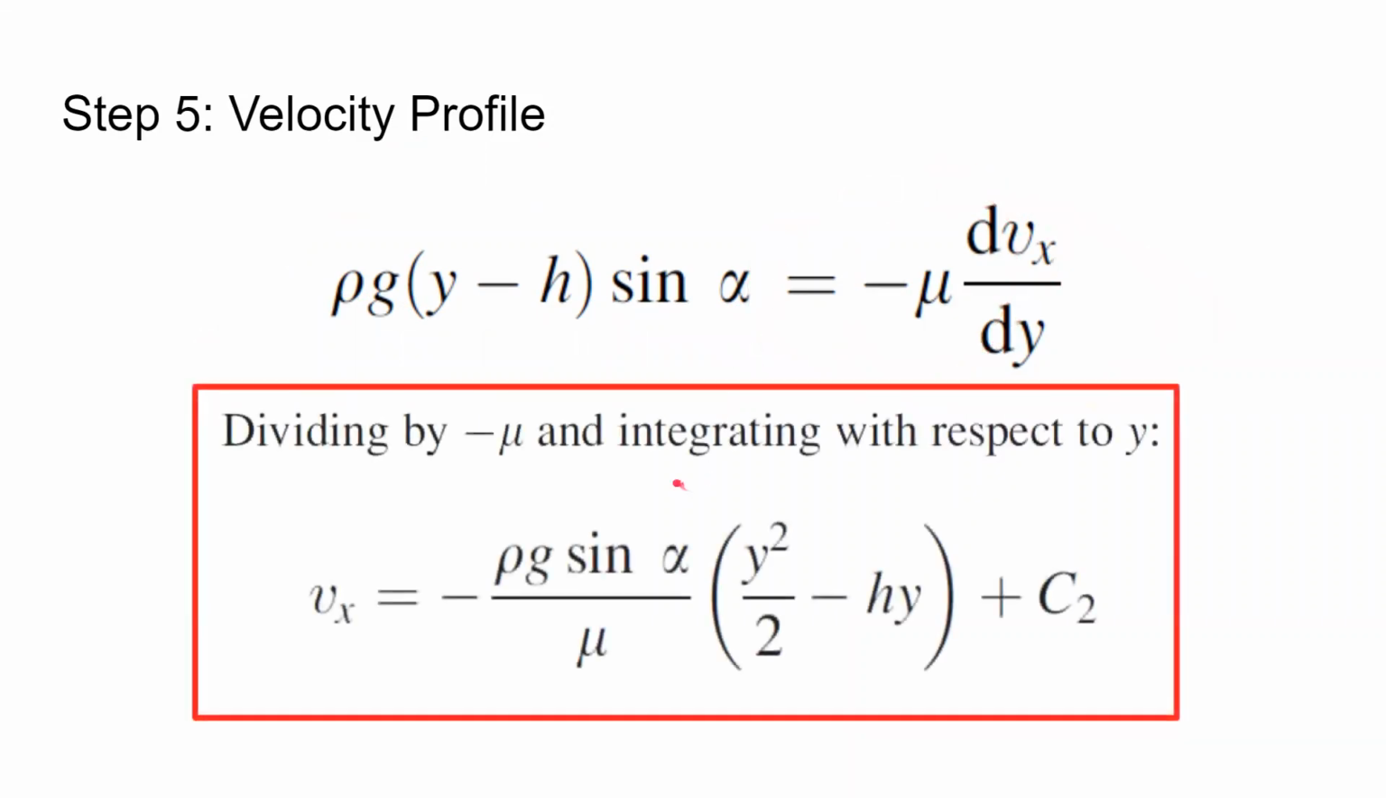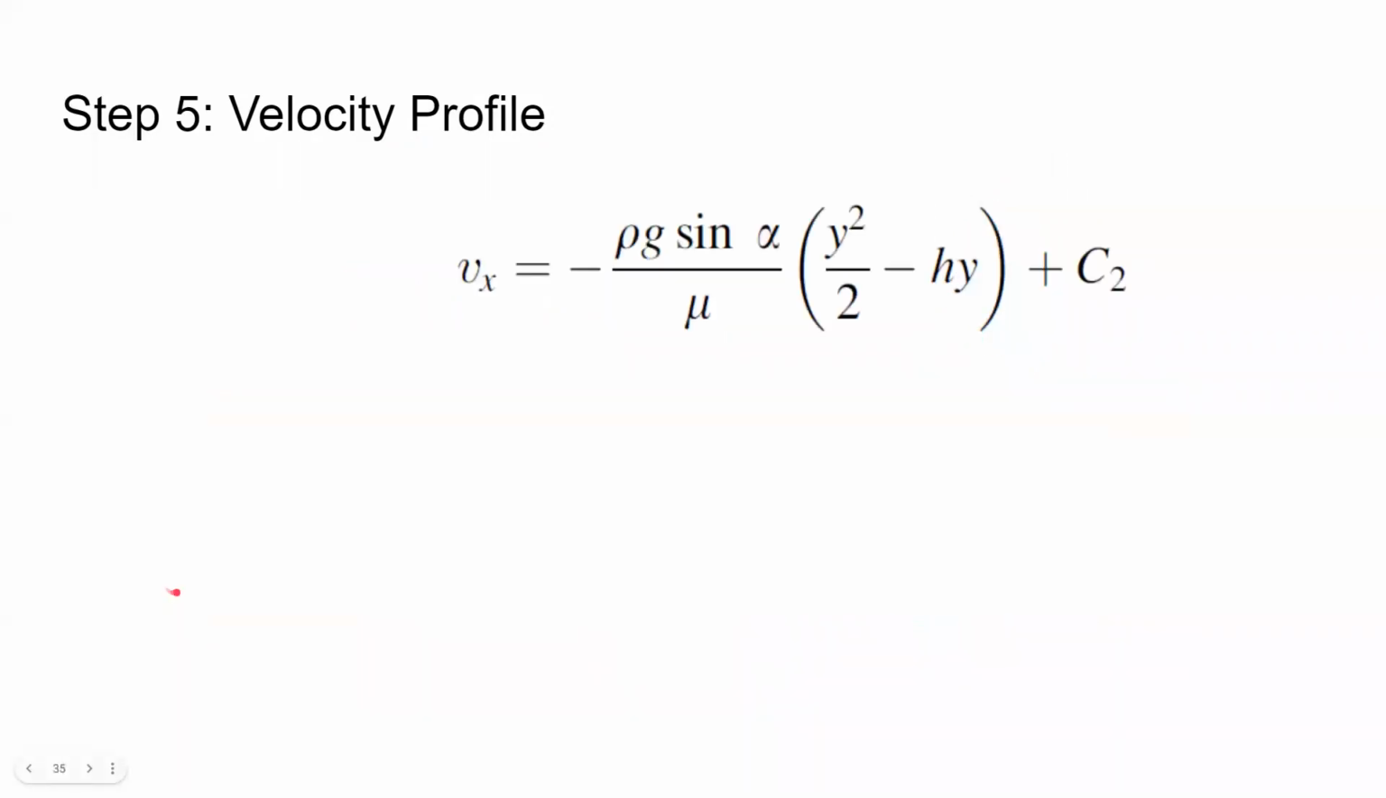And then we divide the entire thing by mu, and then we integrate this term with respect to y, giving us Vx. This is our velocity profile, but we have C2. We need to solve for C2, the constant of integration. Great, so this is just copied over from the previous slide.